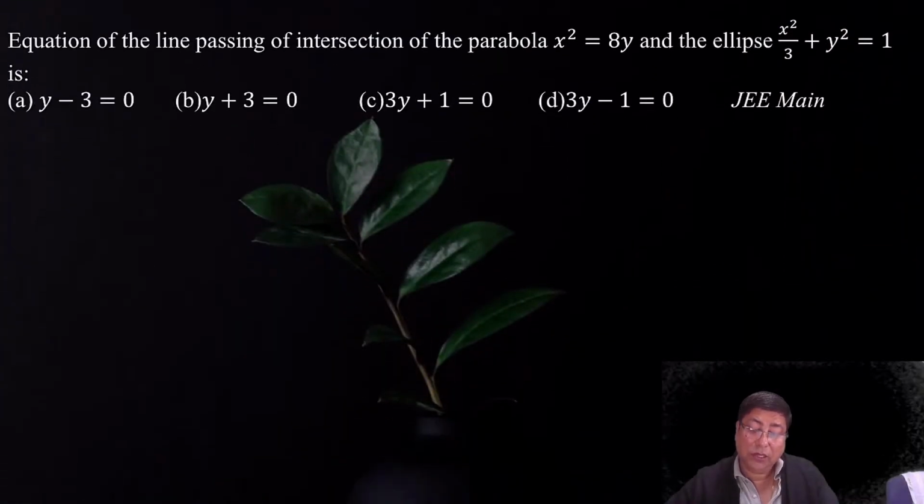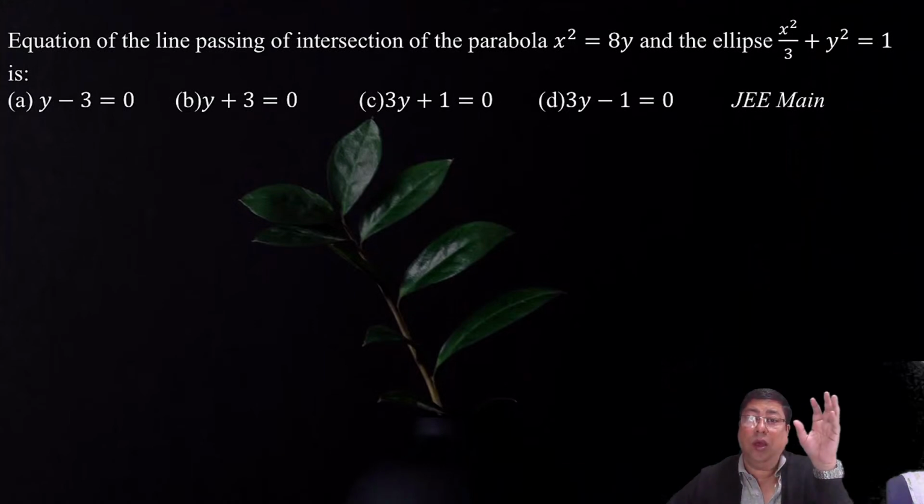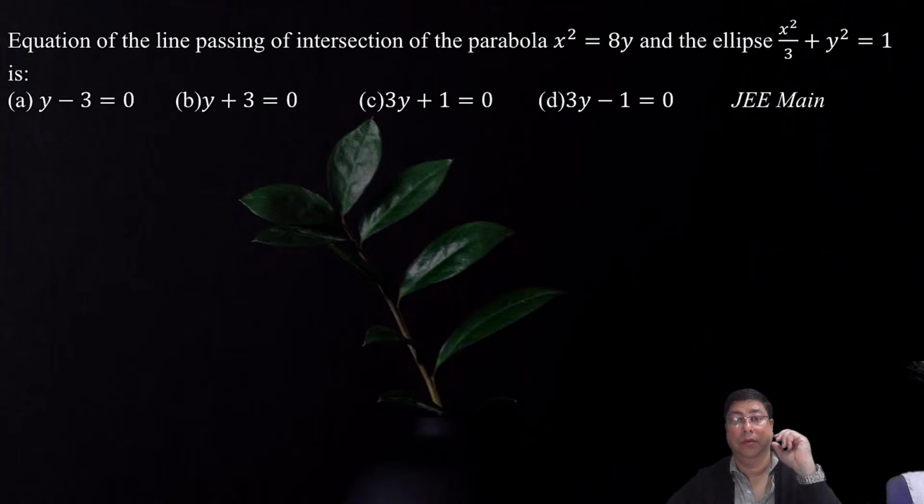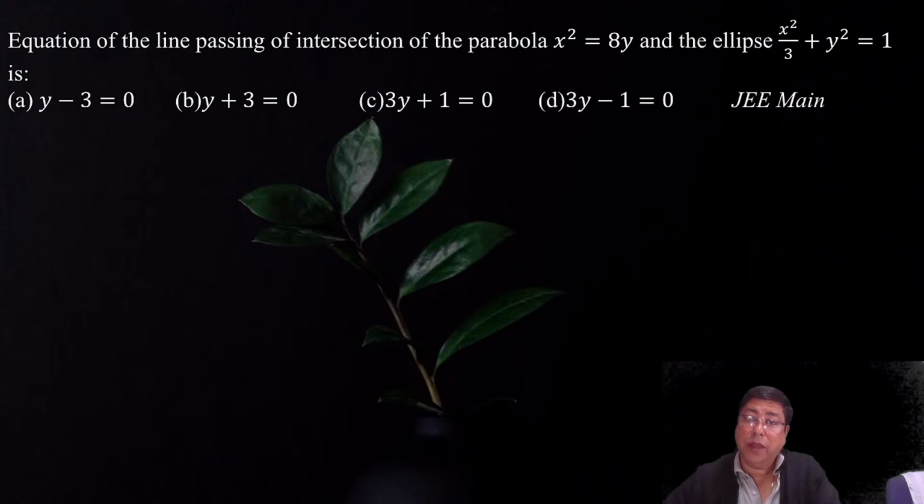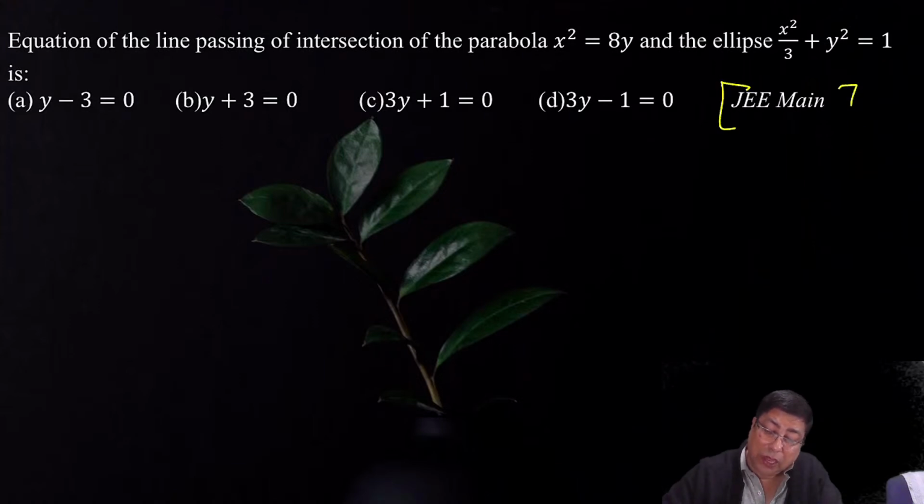Equation of the line passing through the intersection of the parabola and the ellipse. If we solve previous PYQs, we see that the first time, maximum sums will seem hard. First of all, we have to know the theoretical part, and after knowing it, we can solve PYQs very easily and very fast. There is only theory. Once we know the theories, this type of sum is nothing. Recently, in 2020, 2021, 22, they are giving some calculations. So this is a previous JEE question.